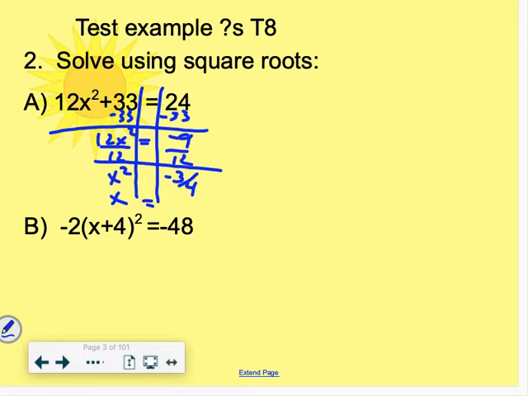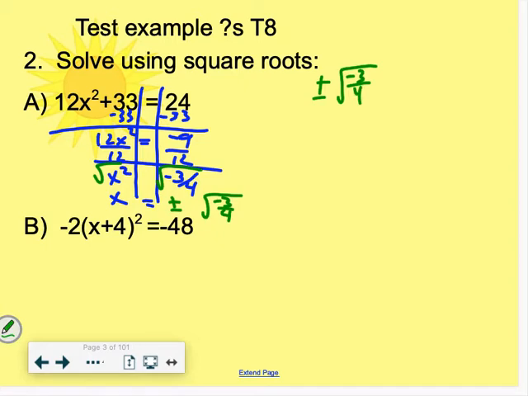And then lastly, you square root. So you get x equals plus or minus the square root of negative 3/4. Now we're not going to leave our answer that way. Now we're going to apply target 7 ideas to simplify those radicals.